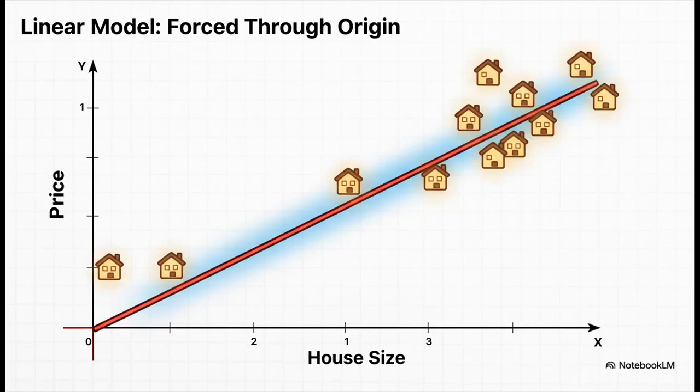But there's a problem with this simple setup. A model that only has a weight is forced to have its prediction line go right through 0. That means a house with 0 square feet must cost $0. If you look at our data, that limitation means our line just can't fit the real-world examples very well.